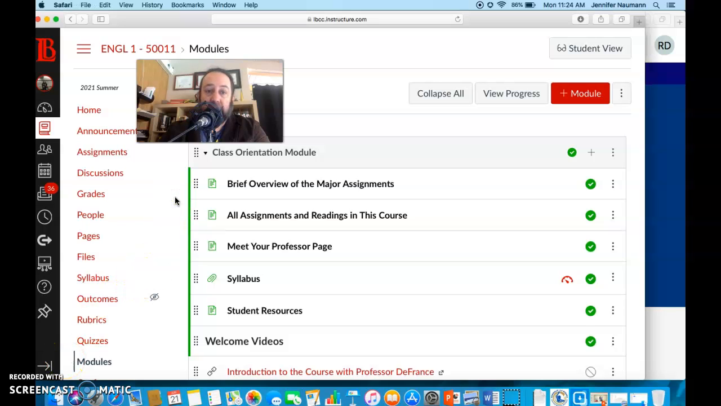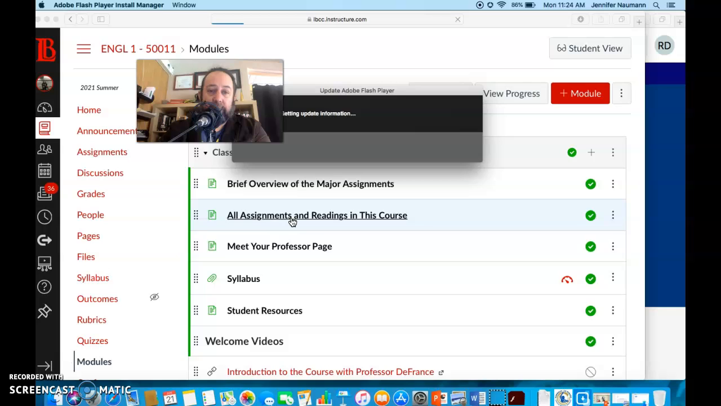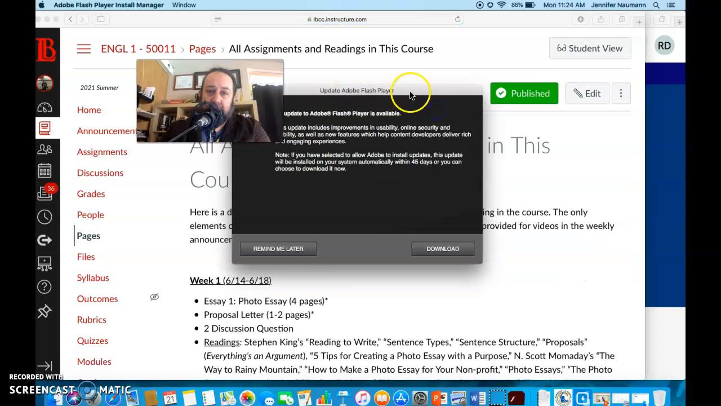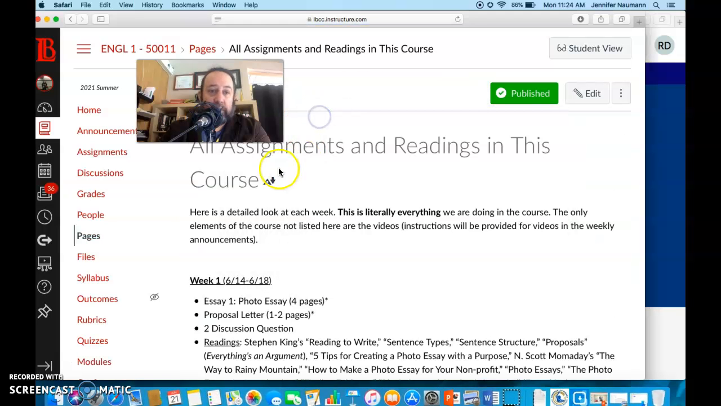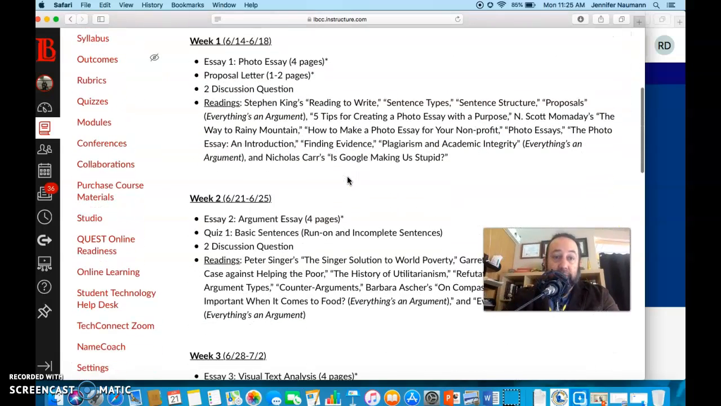Let's go ahead and take a look at what we're doing this week. You can take a look at the brief overview. Certainly that's helpful as well. I'm going to take a look at the assignments here, the thing that lists everything, because that's helpful. That way we don't miss anything.